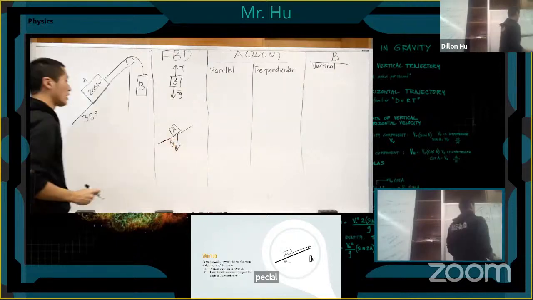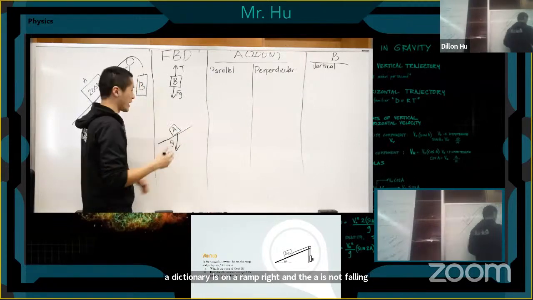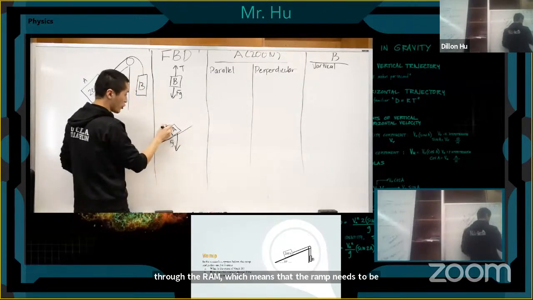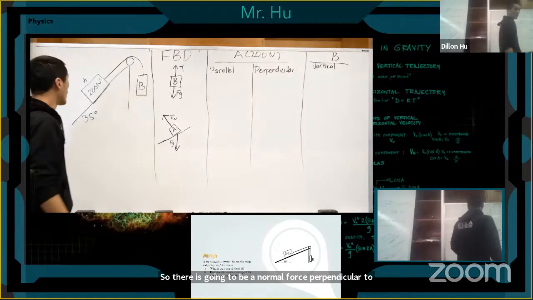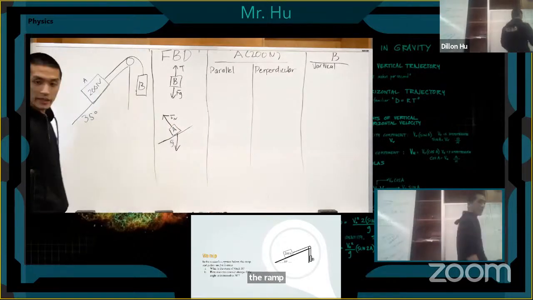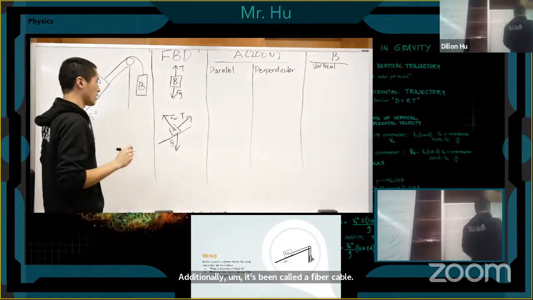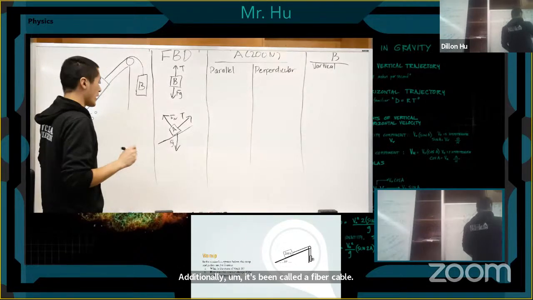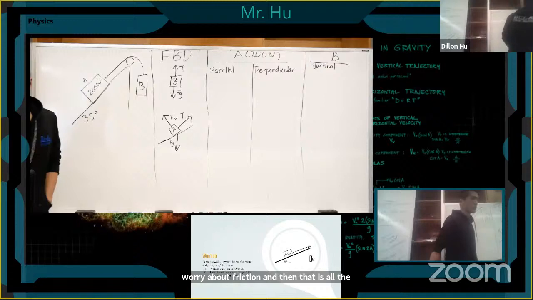Additionally, A is on a ramp, right? And A is not falling through the ramp, which means that the ramp needs to be pushing up on A in order to keep it above the ramp. So there's going to be a normal force perpendicular to the ramp. Additionally, A is being pulled up by a cable. And there's no friction in the problem, so we don't need to worry about friction. And then that is all the forces we need for A.